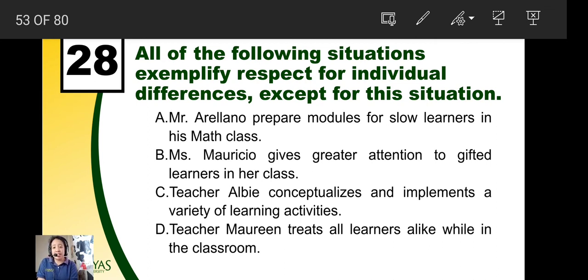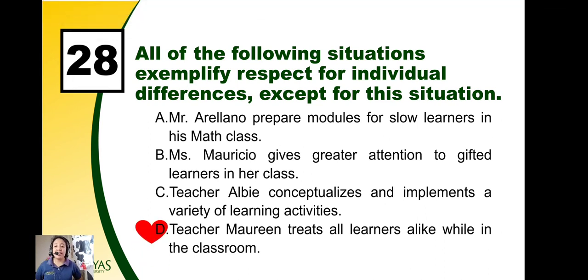All of the following situations exemplify respect for individual differences, except one. Okay, asan rito yung hindi sa individual differences? So A, Mr. Arellano prepares module for slow learners in his math class. B, Miss Mauricio gives greater attention to gifted learners in her class. C, Teacher Albi conceptualizes and implements variety of learning methods. Or letter D, Teacher Maureen treats all learners alike while they are in the classroom. So what do you think is the answer, class?